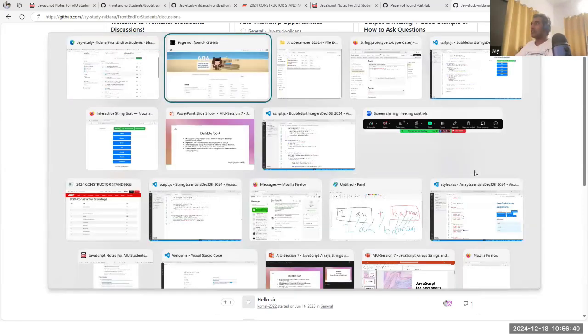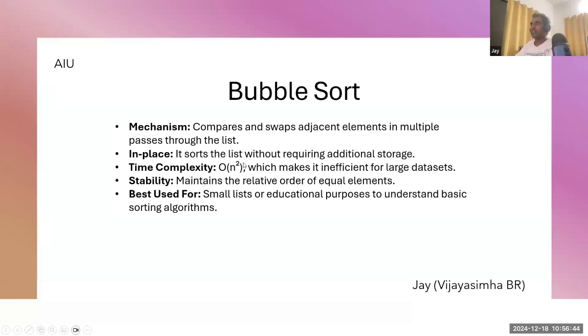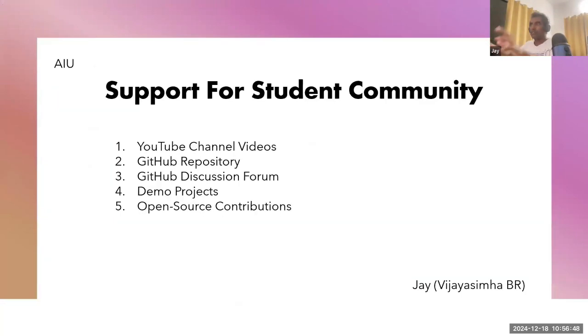I think I've used 55 minutes. I think I covered everything. The bubble sort, put some information here. And like I said, all the links are there in the PDF. One or two links are not working. I'll fix that in the next update.